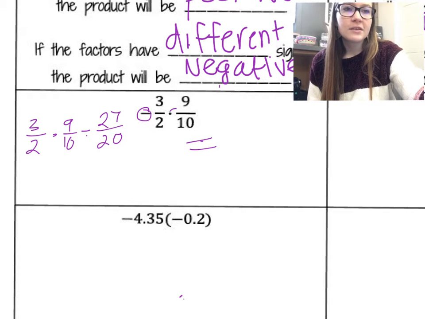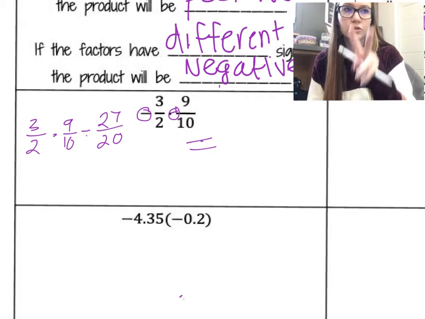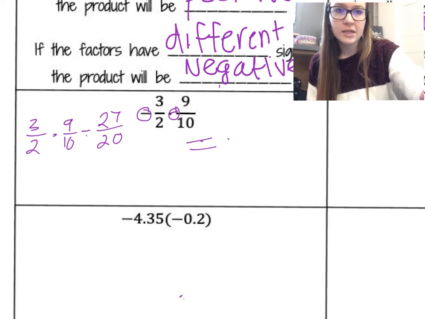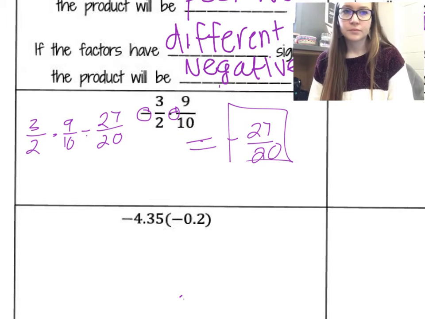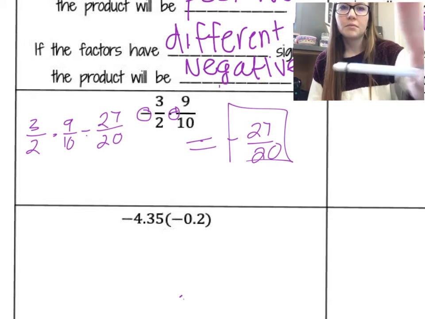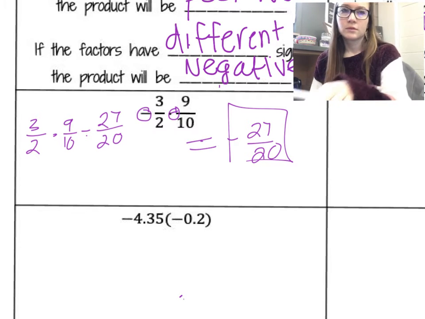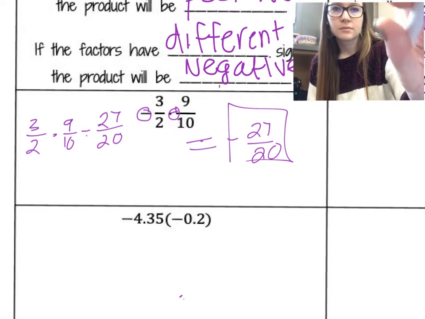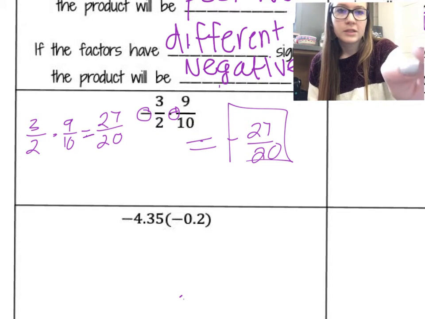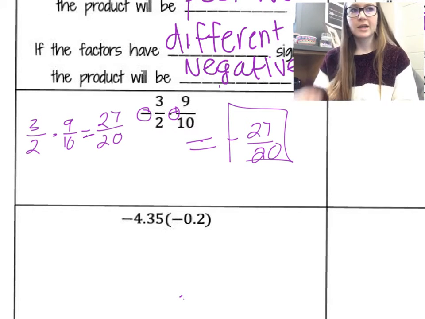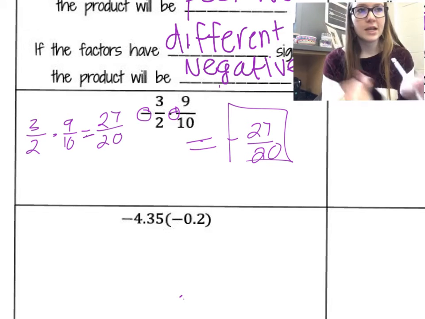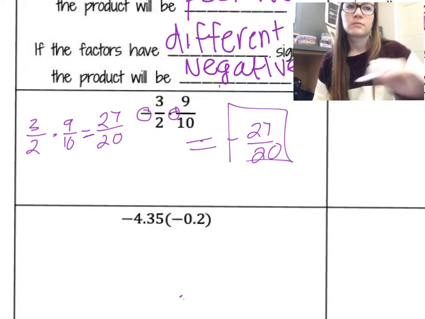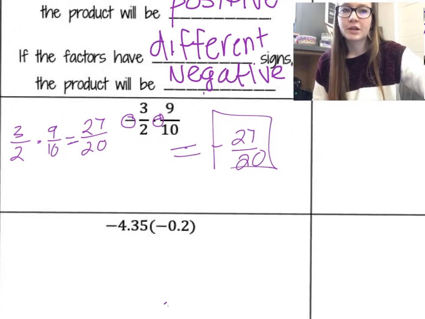And then I have a negative times a positive. Those are different signs, so my answer is negative 27 over 20. Okay? So, to multiply fractions, we do top times top. 3 times 9 was 27. Then we did bottom times bottom. 2 times 10 is 20. Then I had a negative times positive, so my answer is negative 27 over 20. And I'm fine if you leave it as an improper fraction.